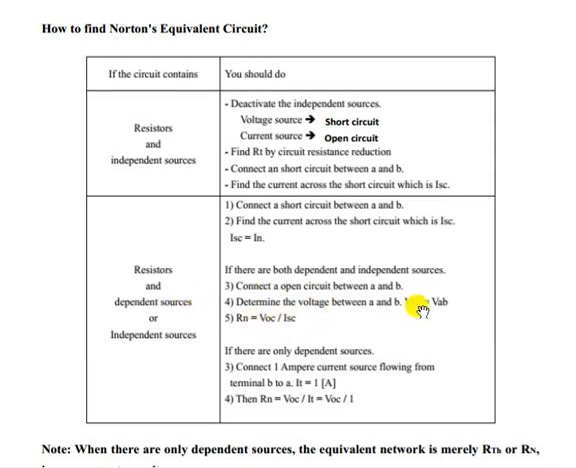If we have only a dependent source, then we have to apply the test voltage or test current method. That means we connect a voltage source of 1 volt or a current source of 1 ampere, then find either the current flowing through that voltage source or the voltage drop across the current source. Then we get the value of RN or RTH as V by I. If V is known, you have to calculate I. If I is known, you have to calculate V.